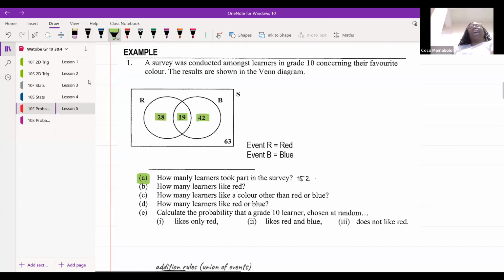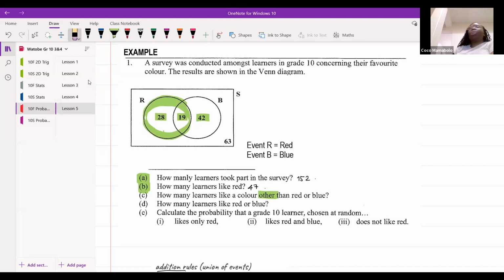Our next question says, how many learners like red? Now, I need you to be very careful. It says, how many learners like red? It doesn't mean that they don't like blue either. They can like red and blue. So if we want to figure out who likes red, we need to look at the whole red circle. So this whole circle here is 47, correct. That's 47 students.